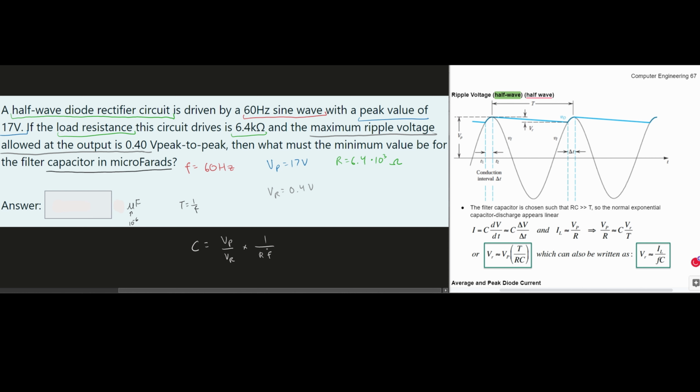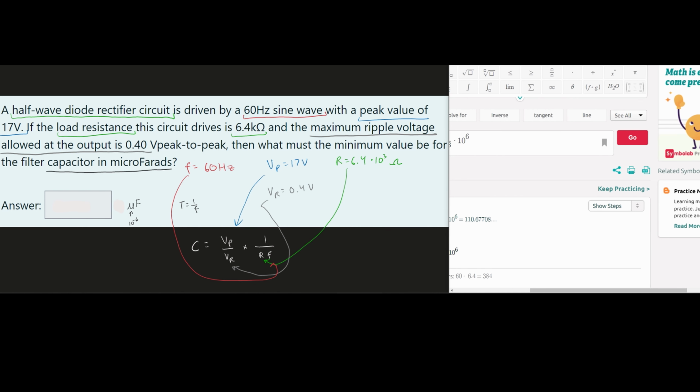So now we just need to plug in our values. We know that our VP is going to be in blue. We know our VR is this green right here, so this is going to go in here. And the R is going to go right here, and the VR is going to go where I said the R was going to go, right there. And then our frequency, the 60 hertz, is just going to go right here. So we're just plugging everything in, and then we can put this into a calculator.